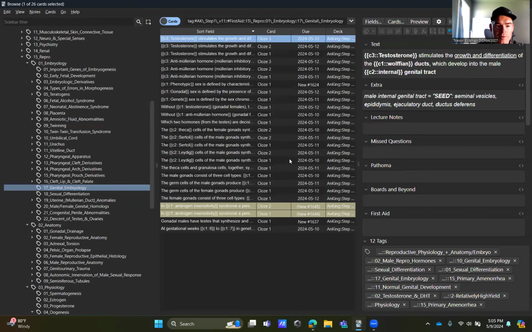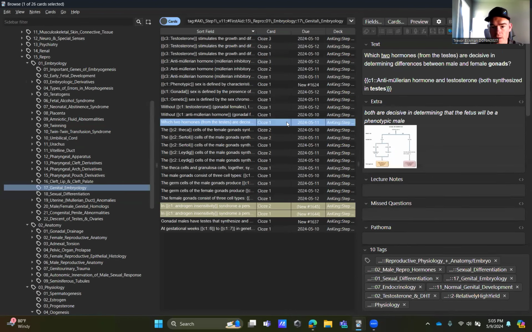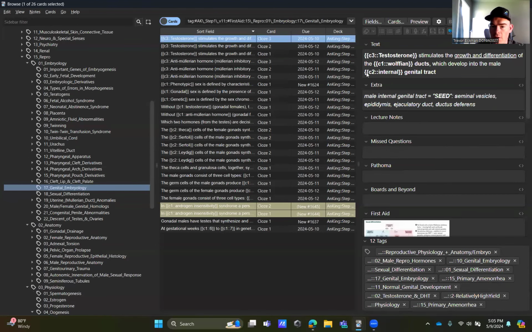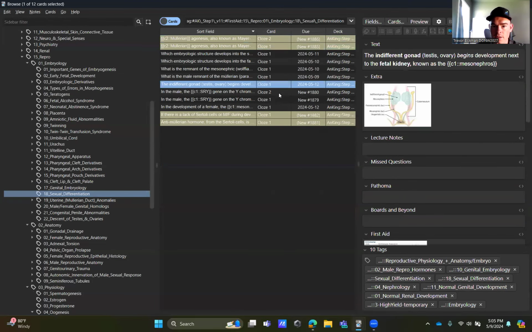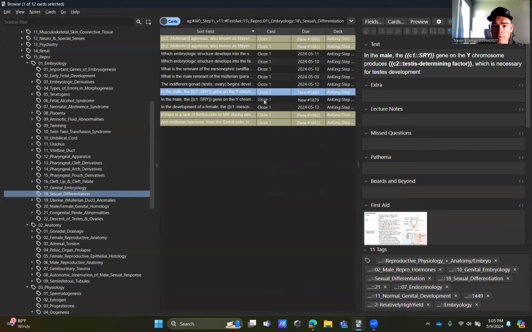And within embryology, we're going to come down to genital embryology. And so here now, you should be able to highlight and activate all of the cards except for these 2, the androgen and sensitivity cards. But everything else should be activated now. And then in sexual differentiation, just make sure I'm not missing anything on my notes. Yeah. I believe the only new 2 cards here are the SRY genes.